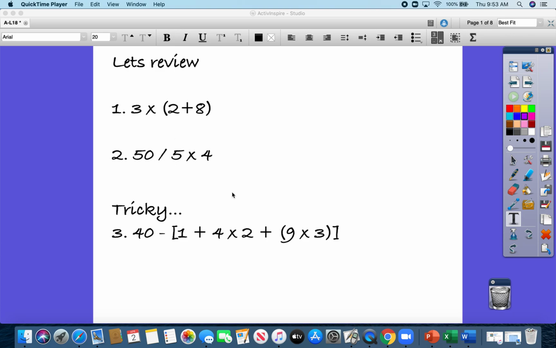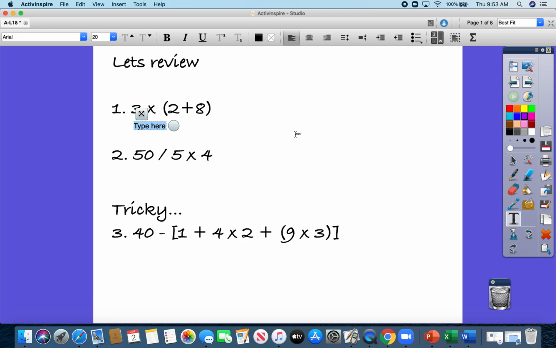Okay, so pause me, grab a piece of scrap paper or whiteboard, and go ahead and try these 3 problems, and let's see how you will do. All right, so I hope you had me pause, and now you're ready for me to check them.